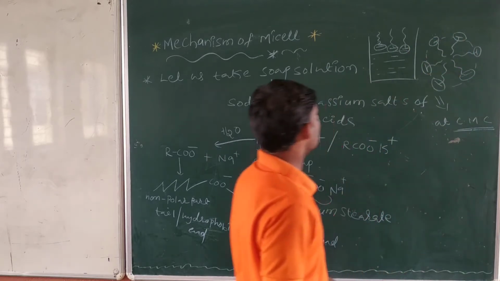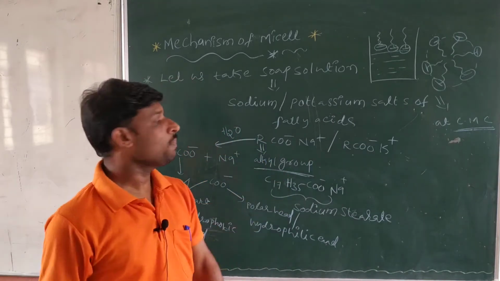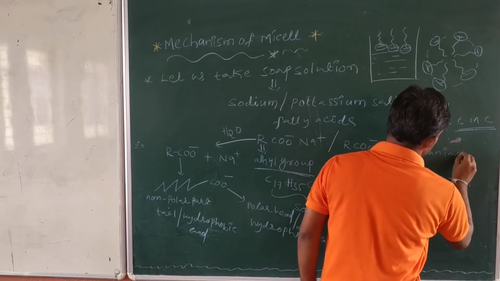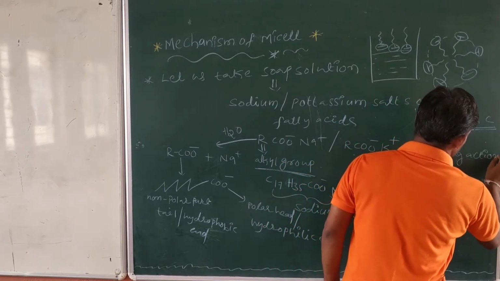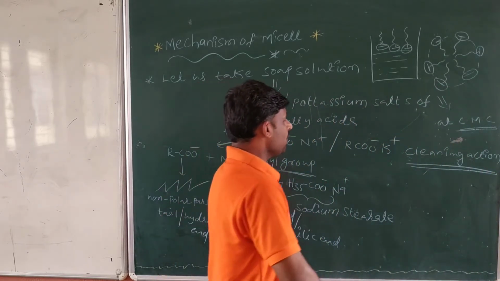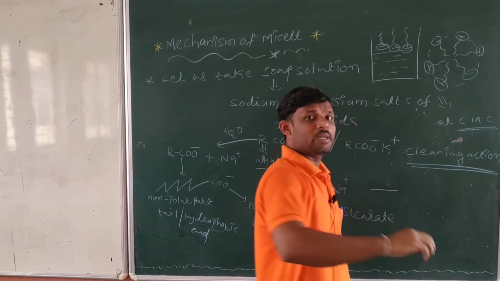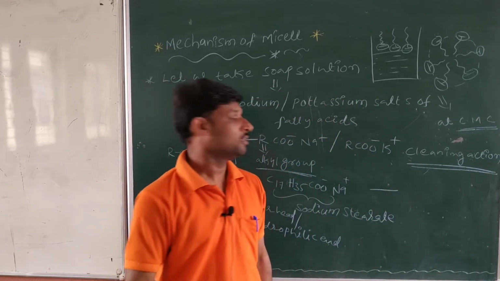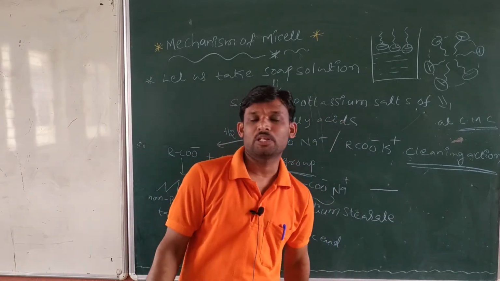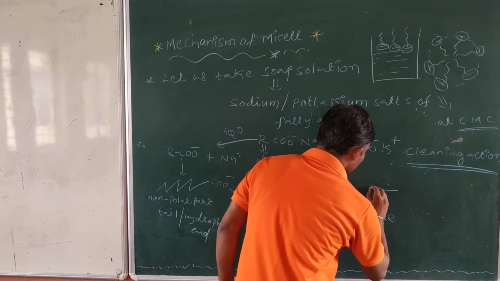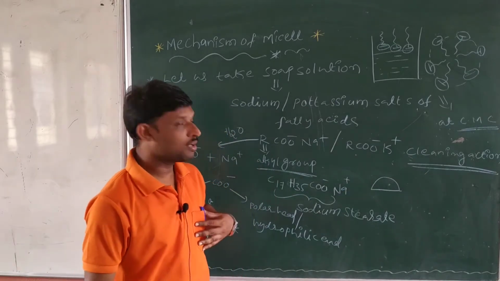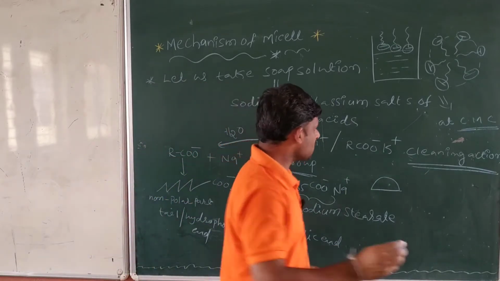Now what happens in the cleaning action of soap? Suppose normal dust particles are there. In that case, while keeping in water, the dust particles can be removed. Suppose an oil droplet is present on our cloth. In such a case, what happens?